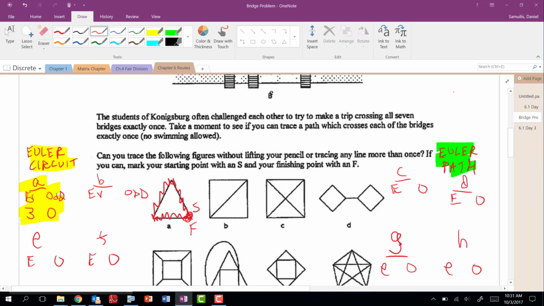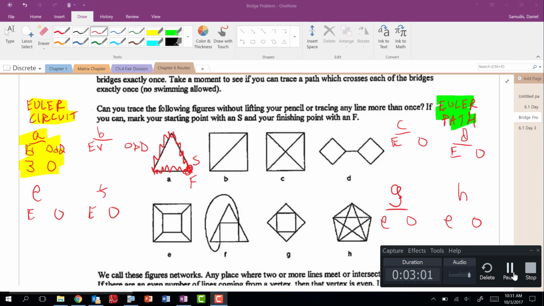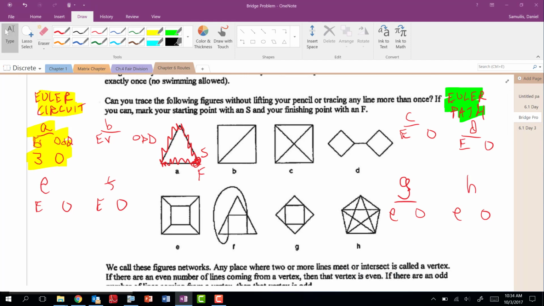So now what they're all working on is what happens with the rest of these drawings. What are the degrees of all the vertices? Do you end up with an Euler circuit or an Euler path? Are you able to trace and use all the edges exactly once? So on and so forth. They're doing that right now. I'm stalling because I wanted them to work on that. It's go time because I want to make sure I get a lot of stuff in here.